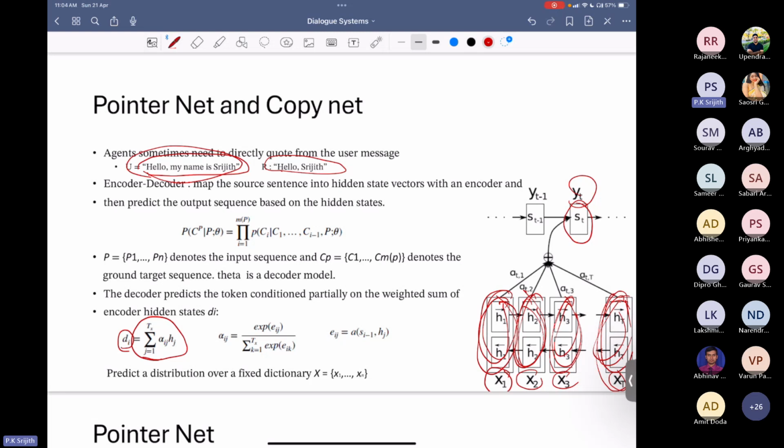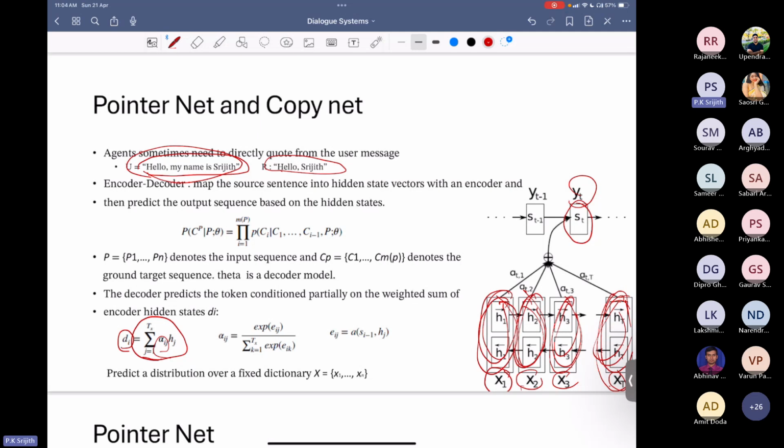Yeah. So here your x1, x2, x3, xt are just different words in the user input, and this attention is over those different words in the user input. You can just think of this attention as that. And this is basically the attention mechanism in the encoder decoder framework.